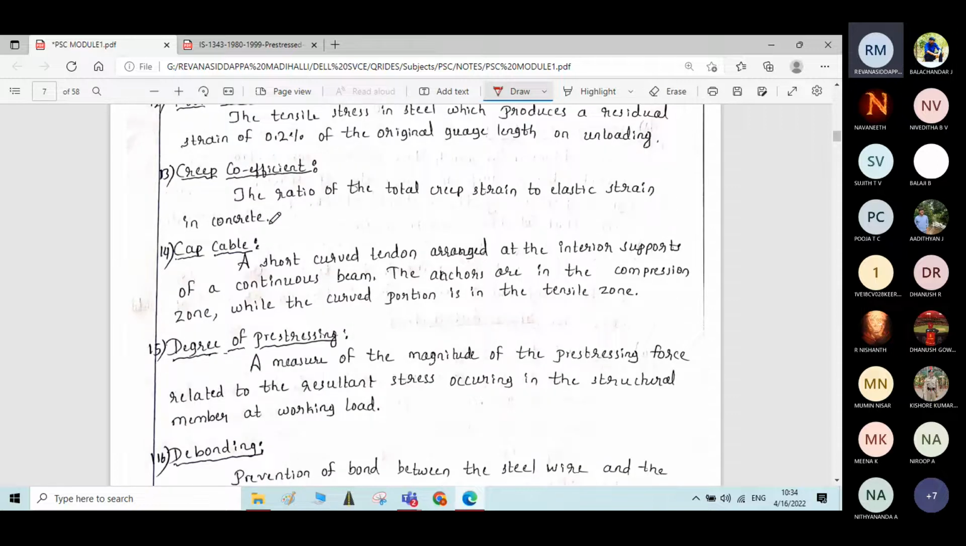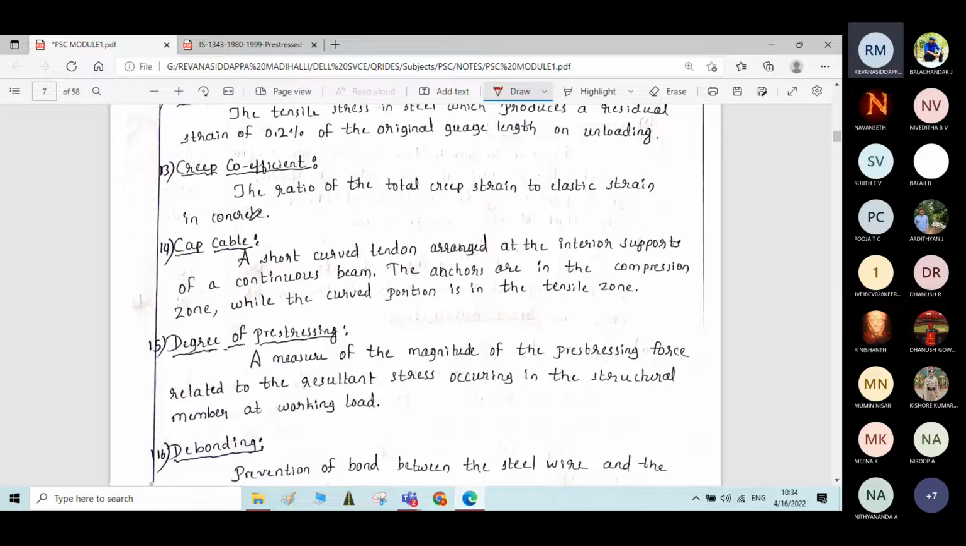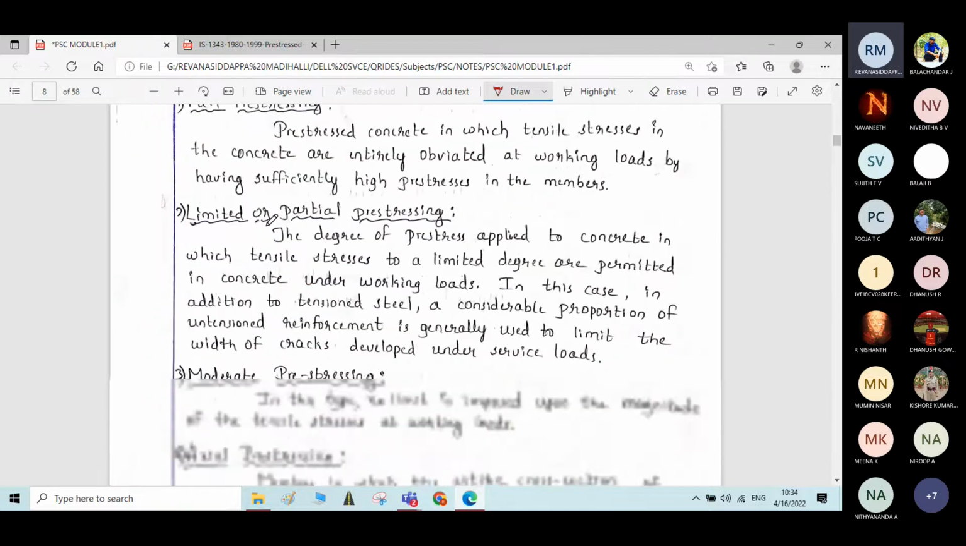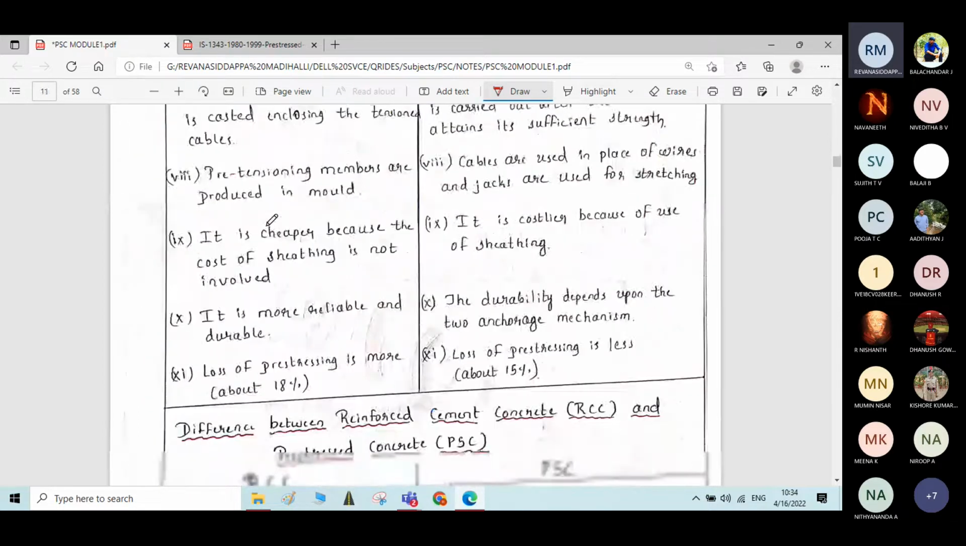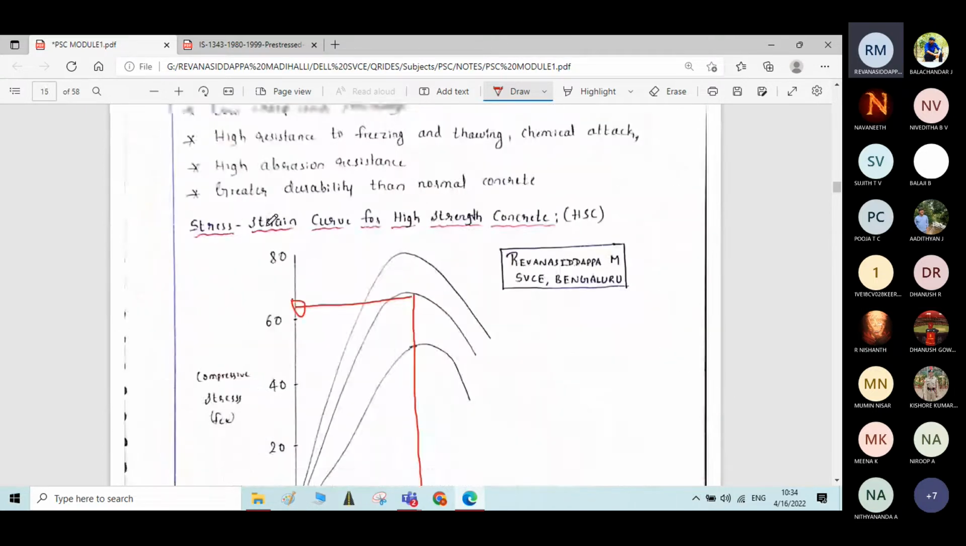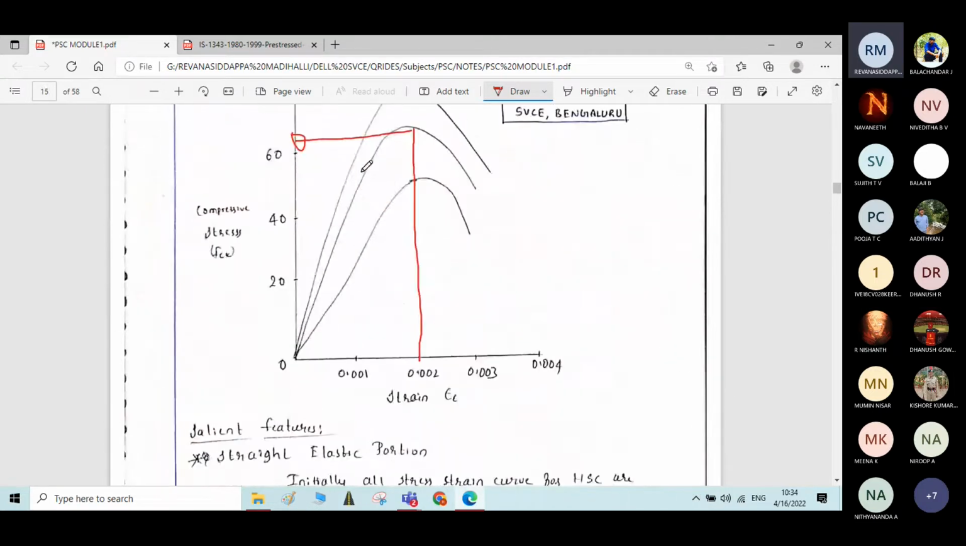Then coming to the next terminology, creep coefficient. Creep coefficient is the ratio of total creep strain to the elastic strain in the concrete. Elastic strain means, I will go to the graph again. Here you will have some elastic limit, correct? Where if you release the load, the element will come back to its original position.